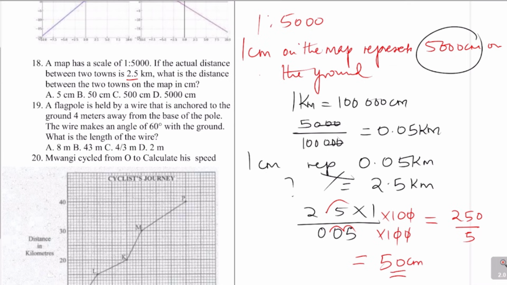So that is simply what you're supposed to have done. Convert first that scale, 5,000 centimeters, to kilometers. Then after that you can convert the kilometers to centimeters. Next question, which is question 19.